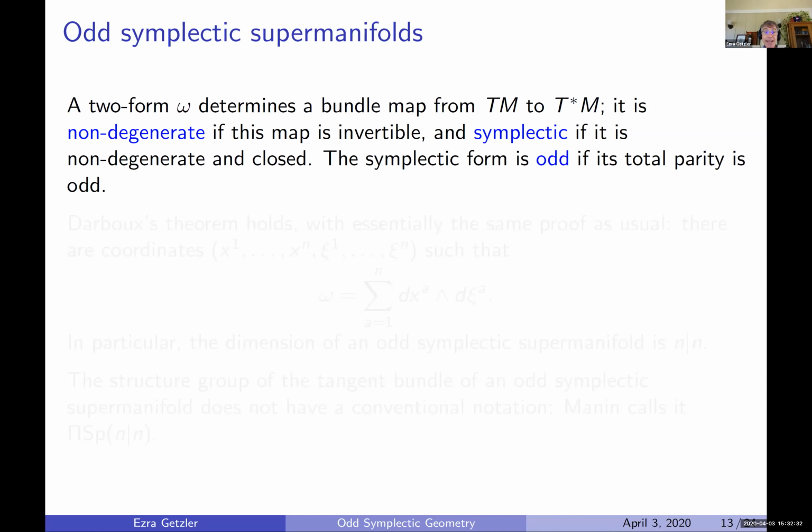Okay. In any case, a two form determines a bundle map from the tangent bundle to the cotangent bundle by inner product. You can contract a two form with a vector, and you'll get a one form. And we say that a two form is non-degenerate if this map is invertible, and symplectic if the two form is non-degenerate and also closed. I'm going to only in today's talk consider odd symplectic forms. That is, the total parity of the symplectic form will be odd.